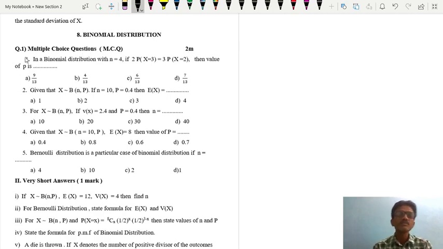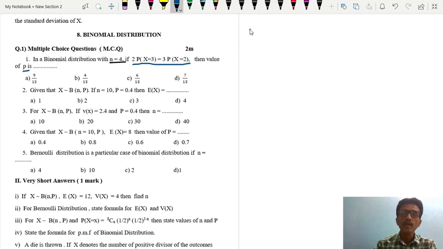See, the first question is what? In a binomial distribution with parameter n is equal to 4, this equation is given to you: 2 times of probability x equals to 3 is equal to 3 times p of x is equal to 2. Then probability of success, that is p, is to be found out. So how can we do this?